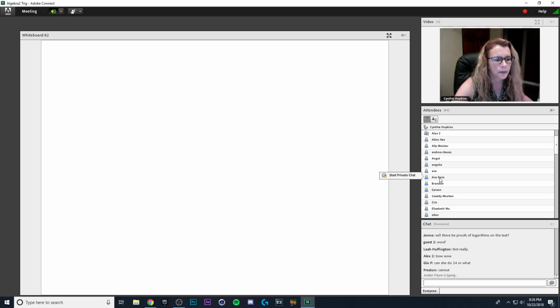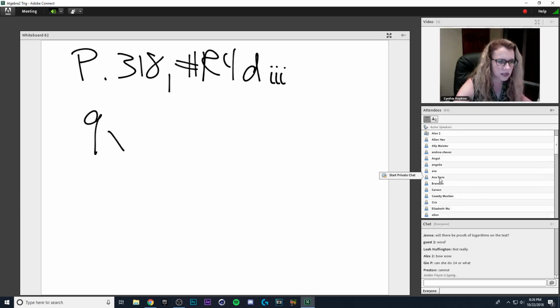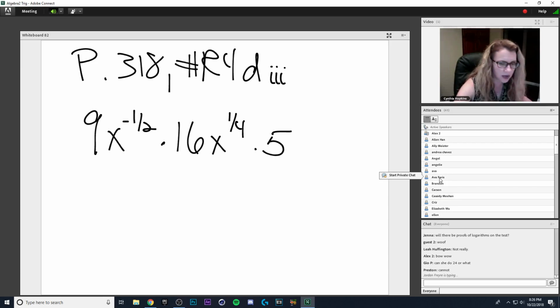Next, okay, so this is page 318, number R4D part 3. It says 9 times x to the negative 1/2 times 16 times x to the positive 1/4 times 5 x to the 0. Okay, so all of these are factors.